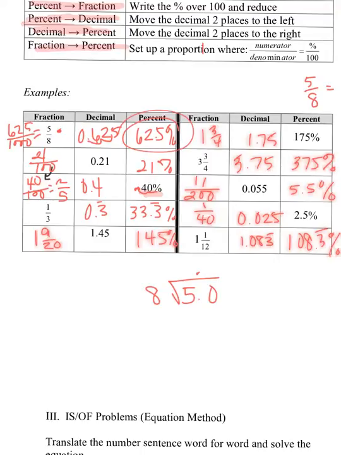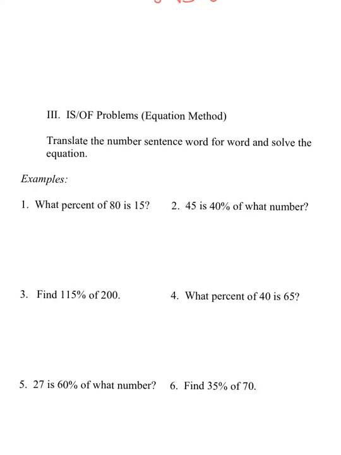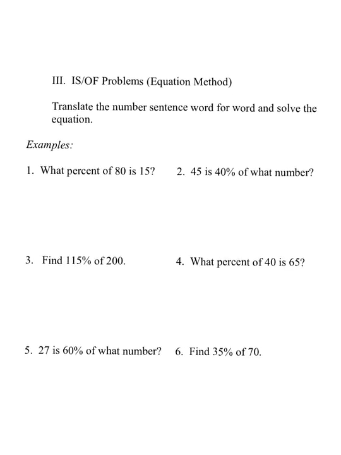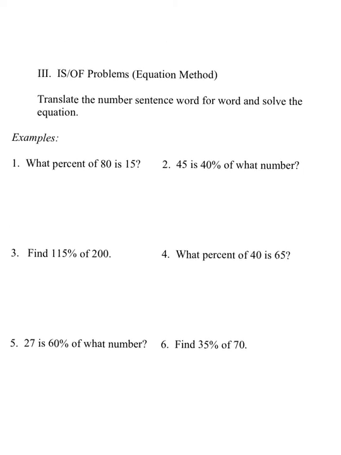So the next thing we're going to look at is is-over-of problems. Translate the number sentence word for word and solve the equation. So we have two different types of ways we can do this. We can do it as an equation or we can do it as a proportion. So the way I'm going to show you right now is an equation format, which is kind of better for us to use as we are in Math 8.